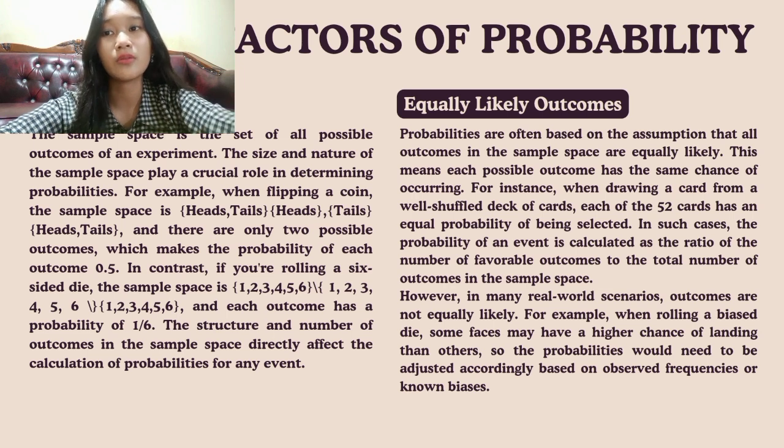However, in many real-world scenarios, outcomes are not equally likely. For example, when rolling a biased die, some faces may have a higher chance of landing than others, so the probabilities will need to be adjusted accordingly based on observed frequencies or known bias.